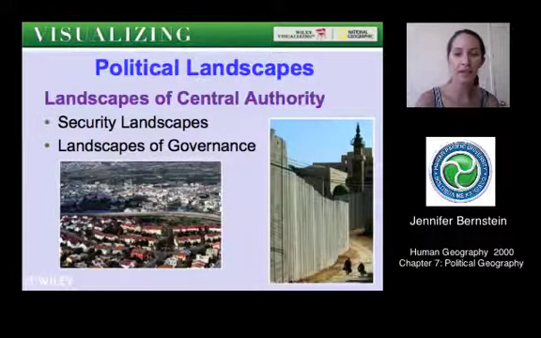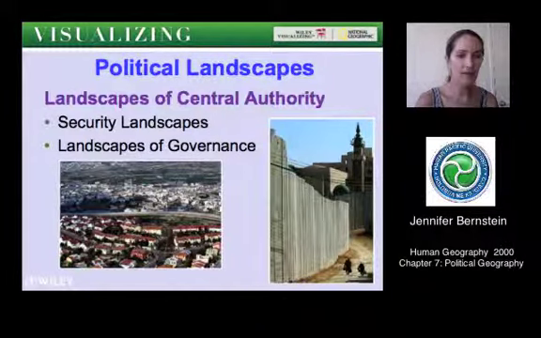A security landscape is a specific type of landscape that protects the territory, the people, and the infrastructure of a particular state. Security cameras, metal detectors, and gated entrances protect people living in a state and deter terrorist attacks.